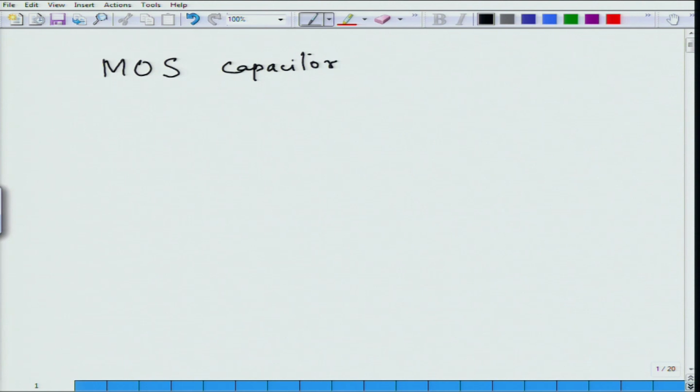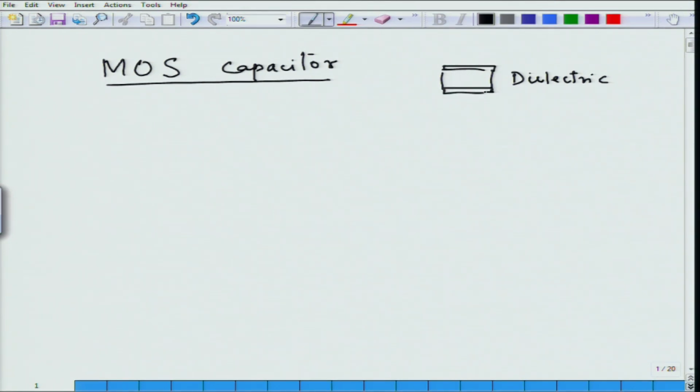In module 2, you would have learnt about capacitors which are made of only dielectric material. There the capacitor was a dielectric material contacted by two metals on the two sides. These were the metals, and you learned that the capacitance here is given by epsilon A divided by D, where A is the area of the capacitor and D is the thickness.